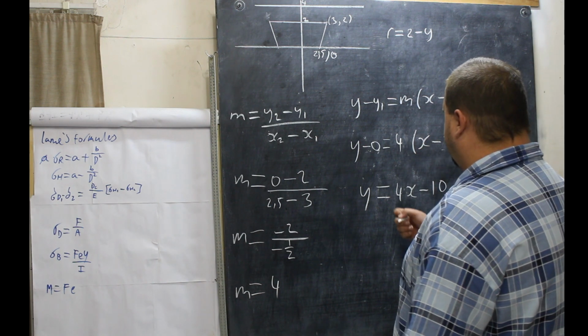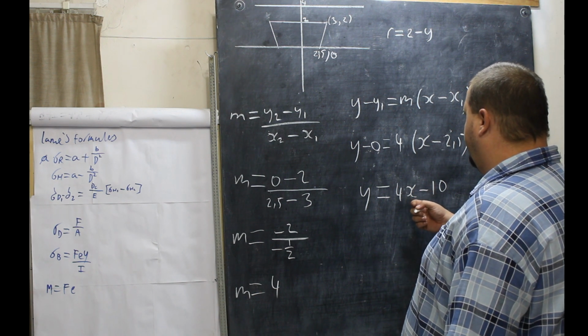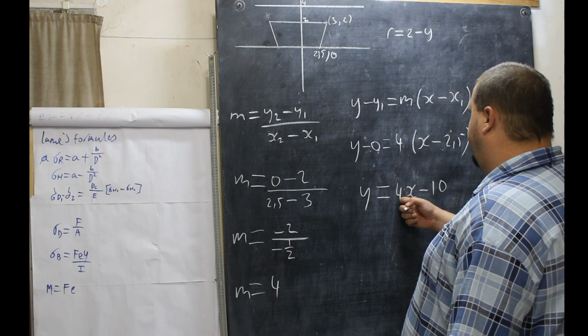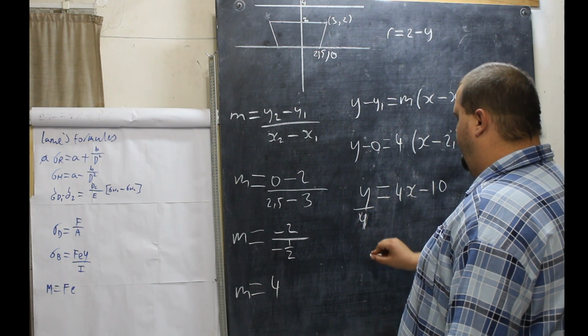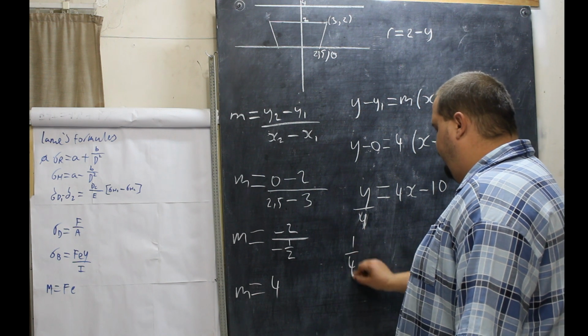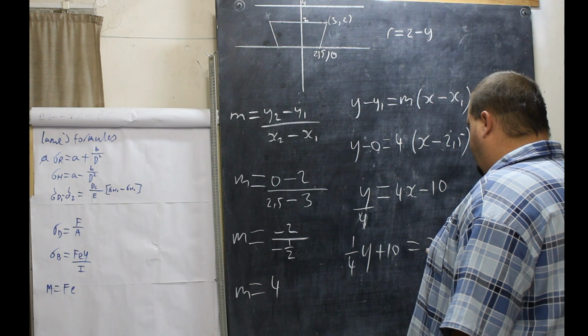Now what we need to do is make x the subject of the formula. So we drop the 4: 1 over 4 times y plus 10 equals x.